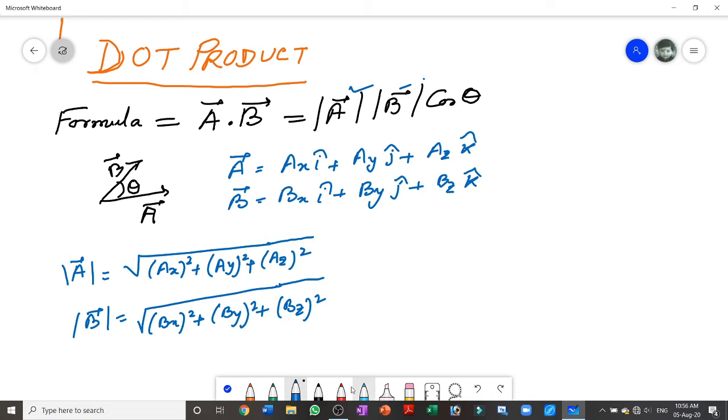Now you can see that all these things will give you a scalar product. Why scalar? Because it is a magnitude, it is also a magnitude, and cos of some angle is also a magnitude. There is no vector side here, so it is a scalar product. So dot product is a scalar product. Okay.